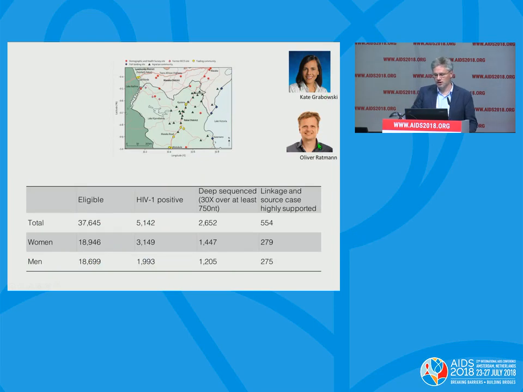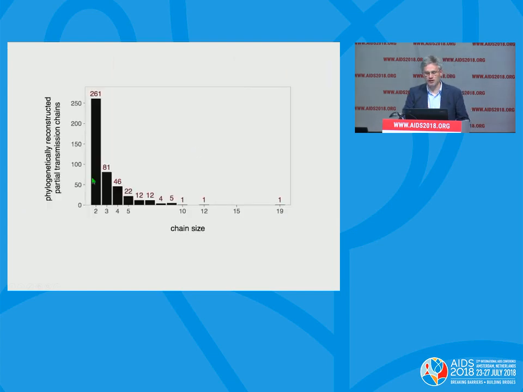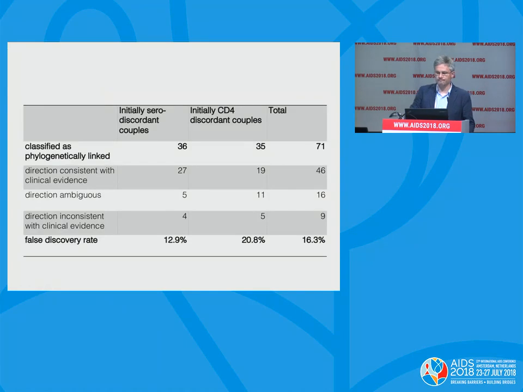So with Kate Grabowski and Oliver Ratman, we applied this method of using within-host diversity to find transmission pairs. Of the 2,652 individuals who we sequenced, out of 5,142 who were HIV positive in that round of the survey, we found 554 likely transmission pairs. These made up some transmission chains, in one case a very long transmission chain. Most of the cases were just transmission pairs.